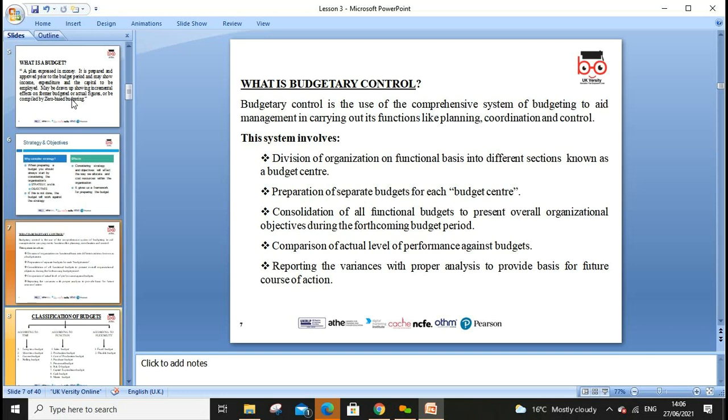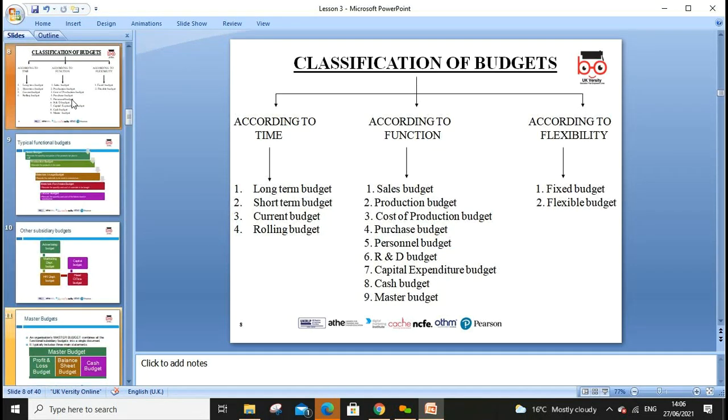So what is budgetary control? Budgetary control is the use of a comprehensive system of budgeting to aid management in carrying out functions like planning, coordination, and control. The system divides the organization on a functional basis into different sections known as budget centers, each preparing a separate budget, then consolidates all the functional budgets into the overall organization objective, and compares actual levels of performance against the target, against the budget.